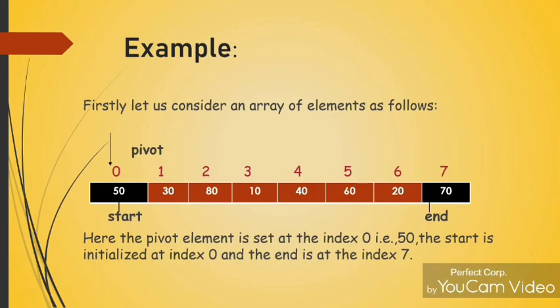Now let's have an example. First, let us consider an array of elements as follows. They are 50, 30, 80, 10, 40, 60, 20 and 70 from indexes 0 to 7. Here the pivot element is set at the index 0, that is 50, and the start is initialized at index 0 and the end is at index 7.